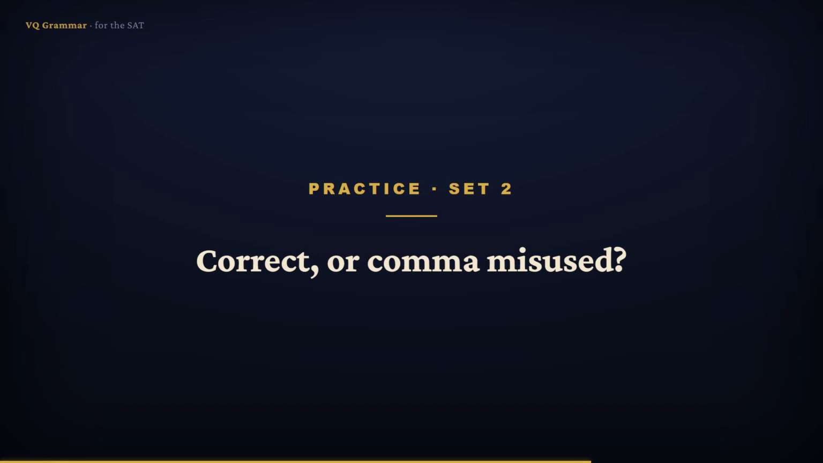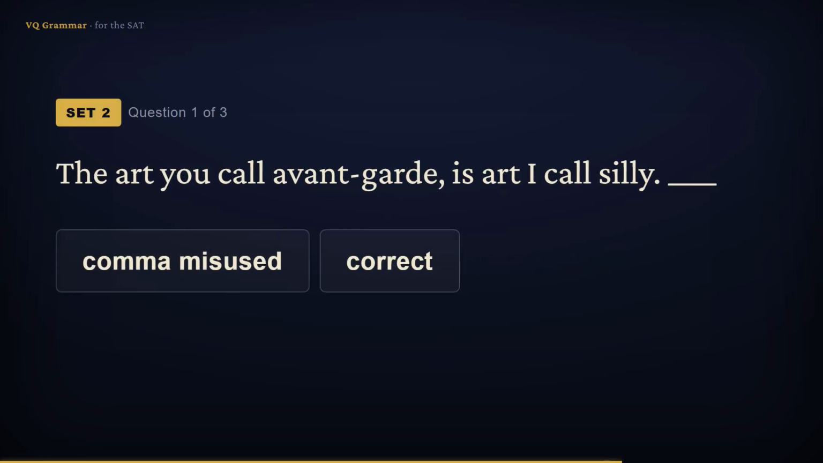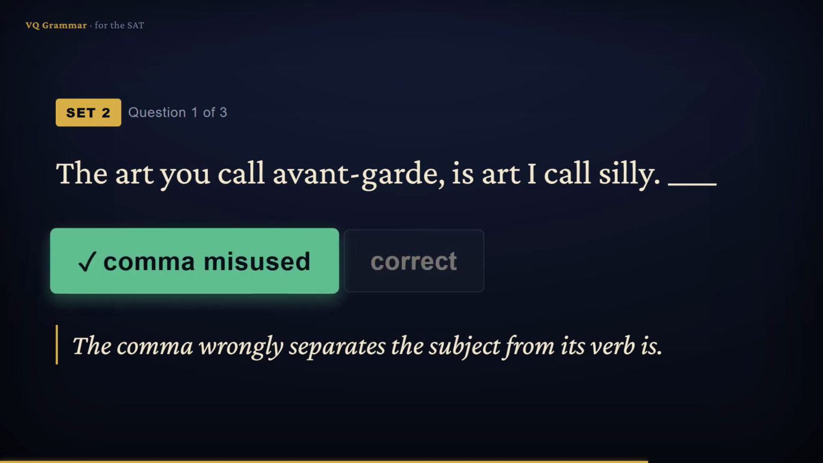Three more. Watch for splices, for compound predicates, and for commas wedged between a subject and its verb. Pause and try each. The art you call avant-garde, comma, is art I call silly. That comma splits the subject, art, from its verb, is. So the answer is, comma, misused.